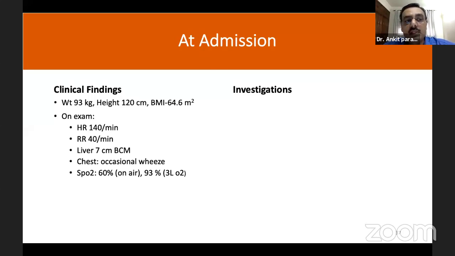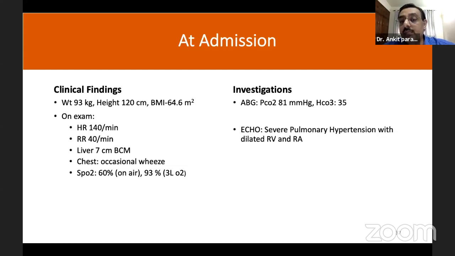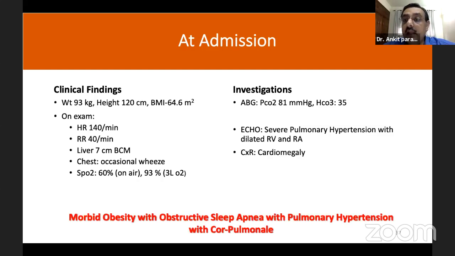Now, again, when we saw this child with a very high BMI, we do understand this as obesity, but what's happening to the chest? The heart rate and respiratory rate were high. There was a large liver, which is something unusual. There was only an occasional wheeze in the chest. Again, the PCO2 shows 81 mmHg, and echo shows severe pulmonary artery hypertension. So what's going on actually? So this child had a cardiomegaly, and this child actually has obstructive sleep apnea with pulmonary hypertension and cor pulmonale.